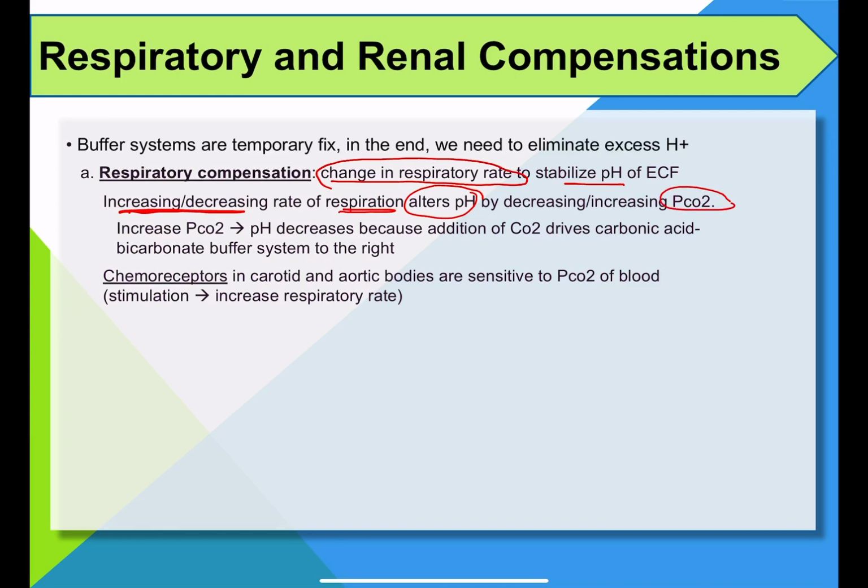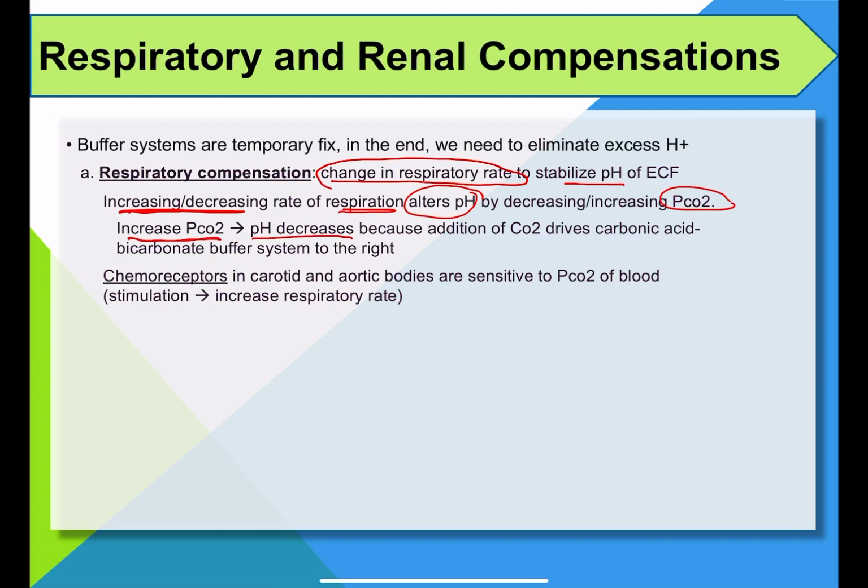So if you have too much CO2 in the body, the pH will decrease because of the addition of carbon dioxide, and it drives the carbonic acid bicarbonate buffer system to the right, in formation of too much acid. Okay. Chemoreceptors in the carotid and aortic bodies.